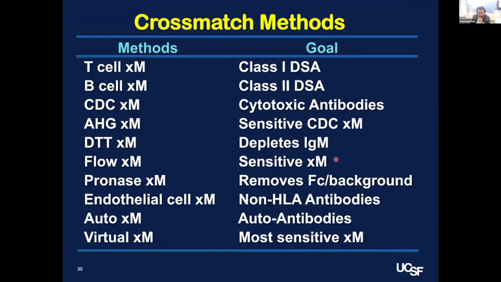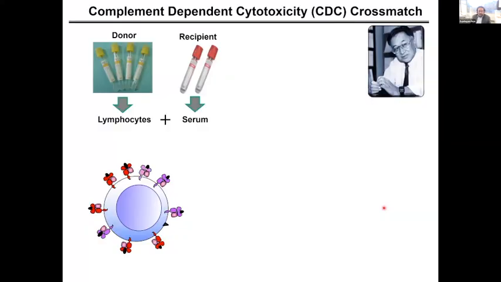In the industry, people use many types of cross match. The T cell cross match, B cell, all types of cross match. But each one comes with different goals. The first cross match was developed by Paul Terasaki. That's the complement dependent cytotoxicity method. I think people still are using it. In the US, we don't use this method. We were told, maybe 3 years back, to stop using this cross match method because it comes with a lot of challenges.